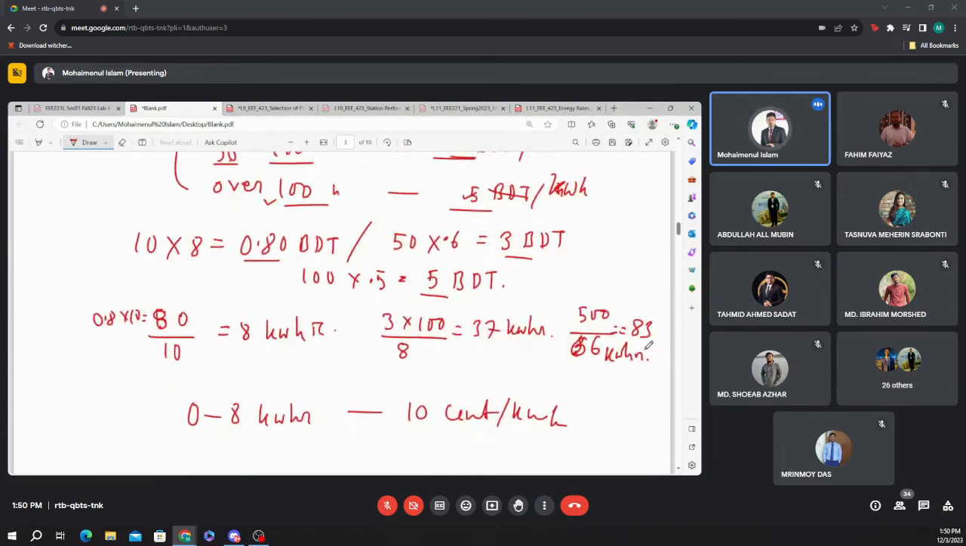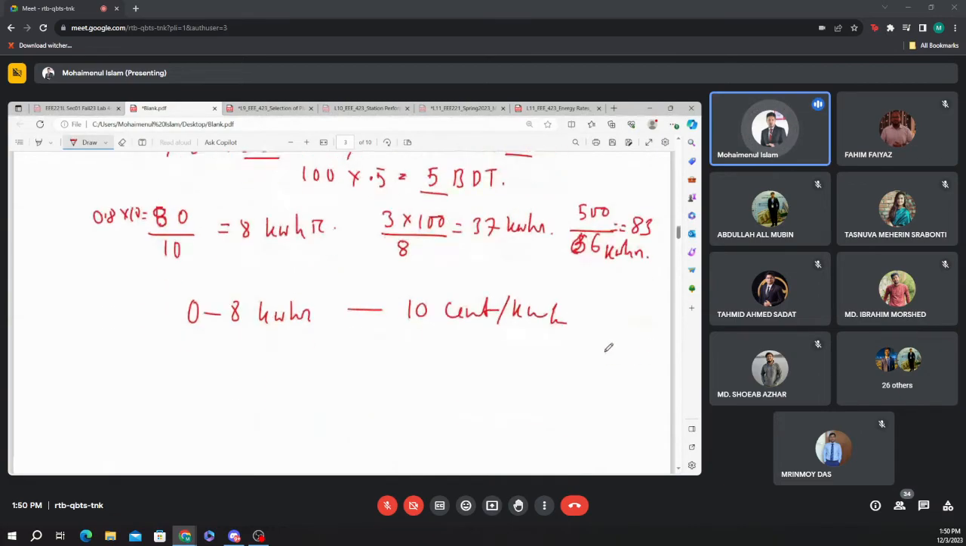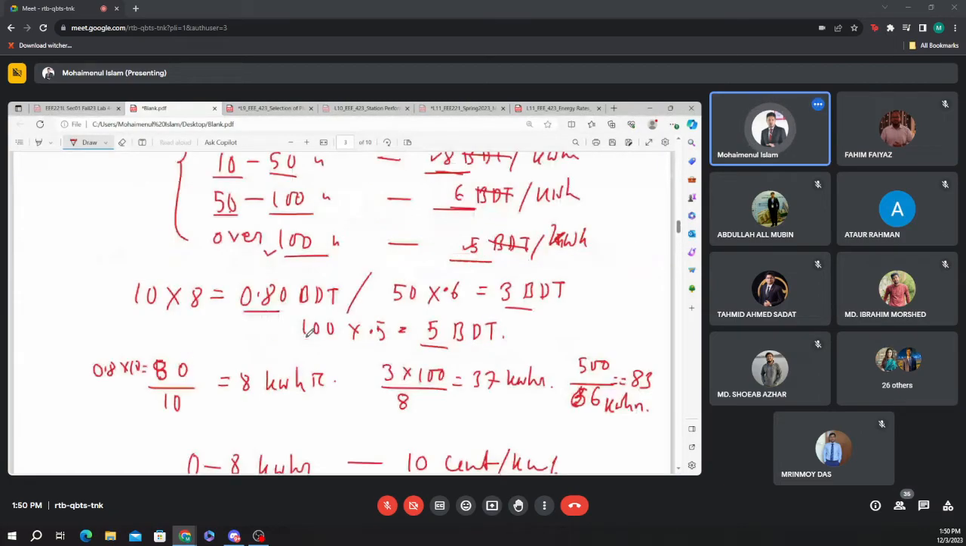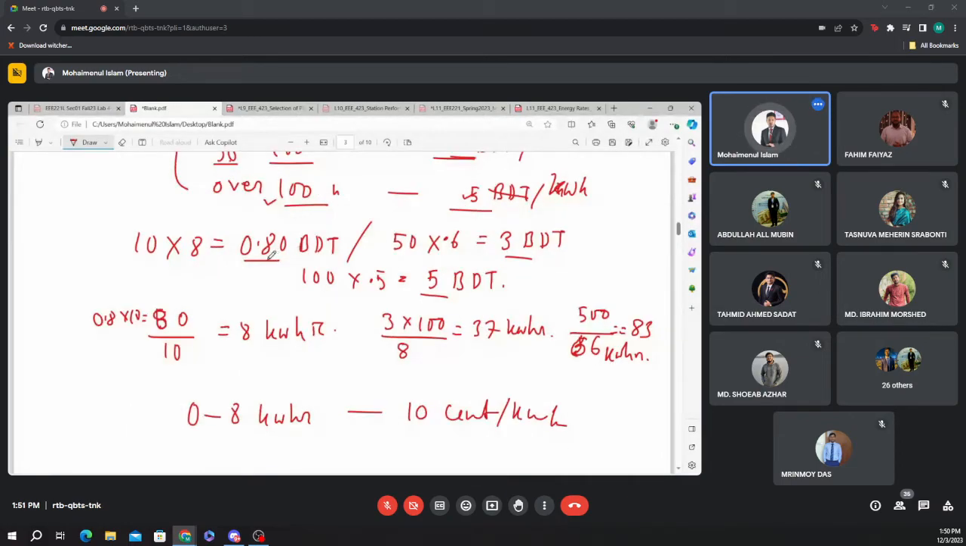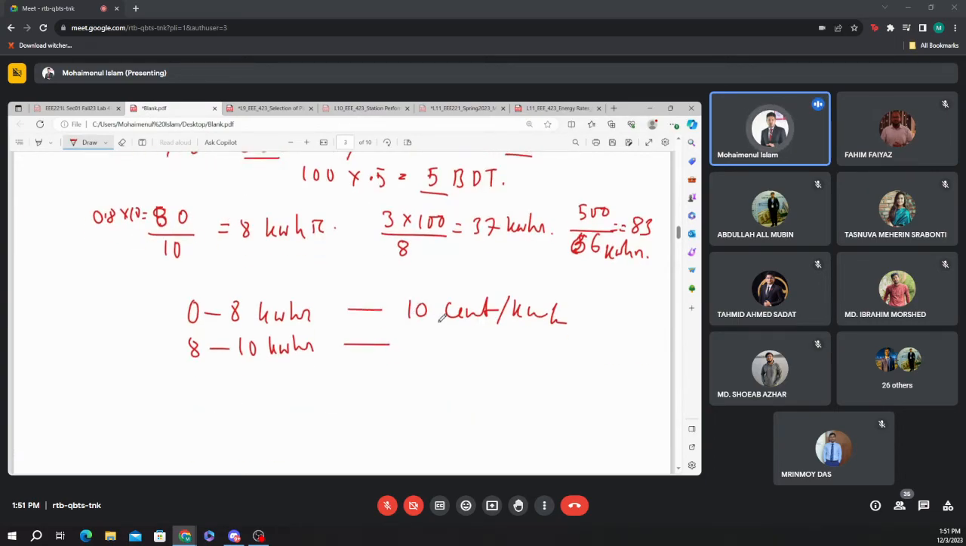We need to divide it, and so the final rate, you see, 0 to 8, 0 to 10, it was 10 cents, but we find that we need to take 8 kilowatt hour. The energy should be 8 kilowatt hour. So rather than taking 0 to 10, we are taking 0 to 8 for 10 cents. And for 8 to 10, that particular 2 kilowatt hour energy, that is our step meter rate. So that step will follow the modified rate. That is our 0.8 cent. Previously it was 10 cent.